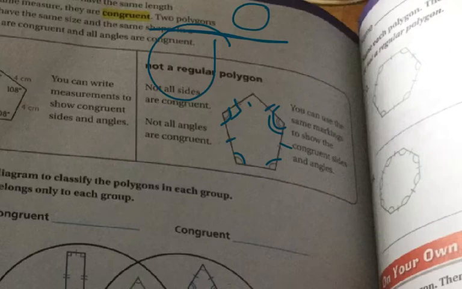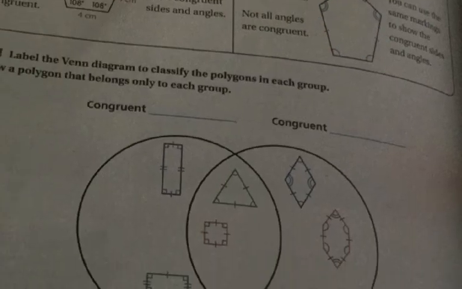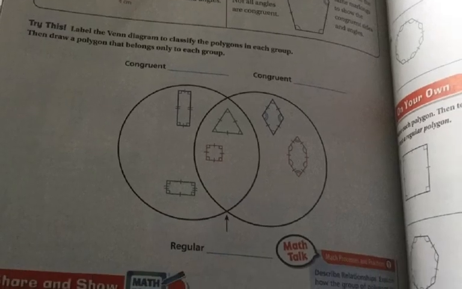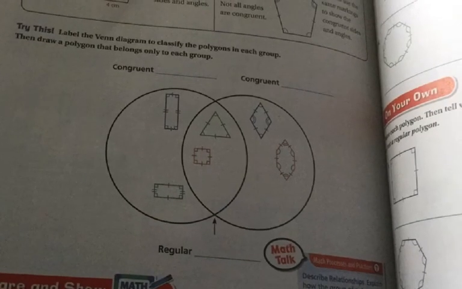I said same a lot. So let me look at this picture. So we're going to label, okay, so it wants to know how these are congruent. Are they congruent by size or are they congruent by angles?